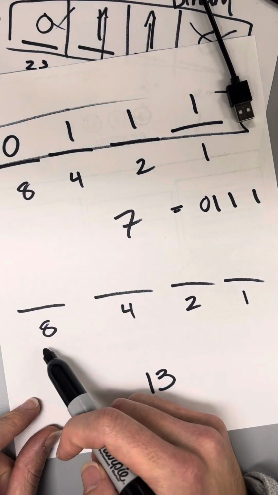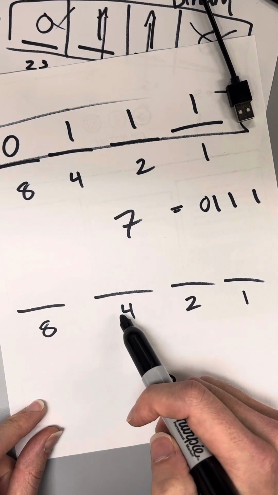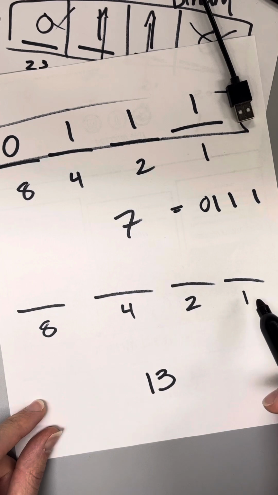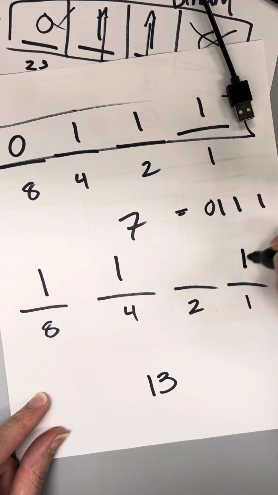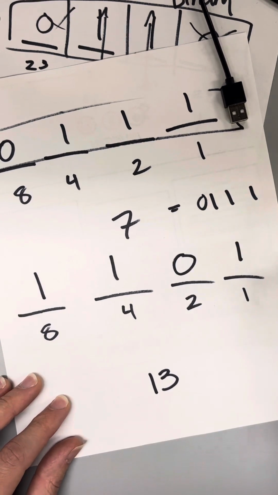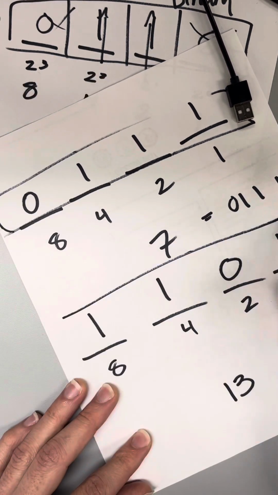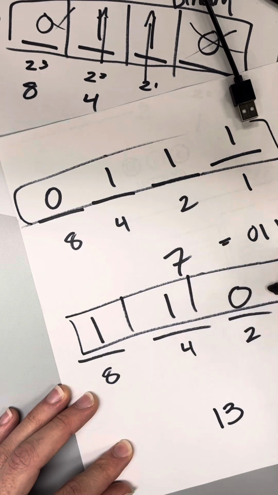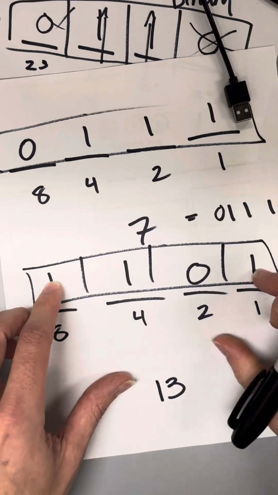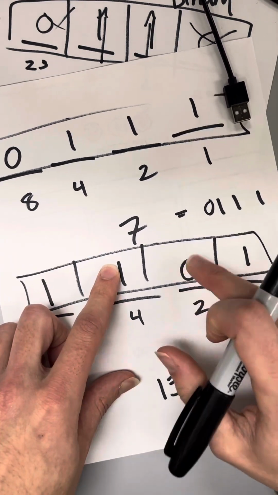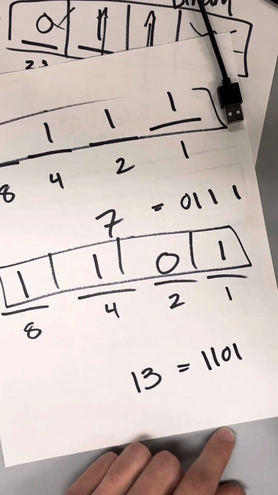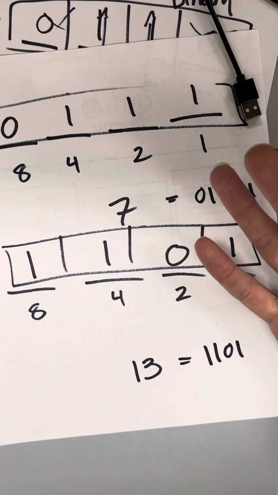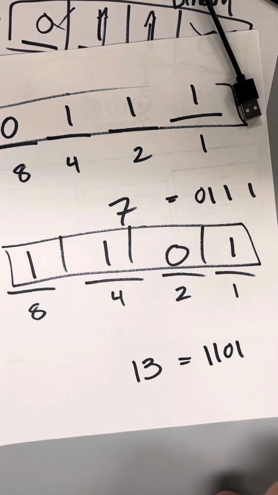Well, I can go 8 plus 4 is 12, and I need one more for 13. So I need electricity to pass through this bit, and this bit. And this bit can stay off. So in my computer, I've got power, I've got these bits turned on, and this bit turned off. So 13 in binary is 1101. Makes sense? It's kind of complicated, but a very important concept to know.